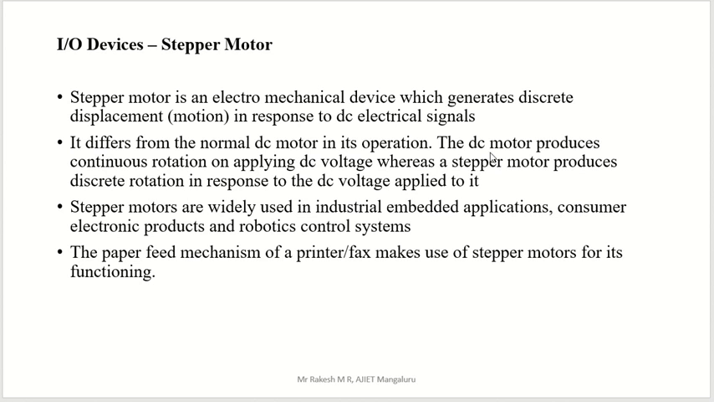Here the DC motor will rotate continuously. There is no stop, continuous rotation is there in a DC motor. But in a stepper motor there is a discrete, small rotation. It rotates and stops, rotates and stops, rotates and stops. It will continue like that. But in the DC motor there is no stop, continuous rotation.